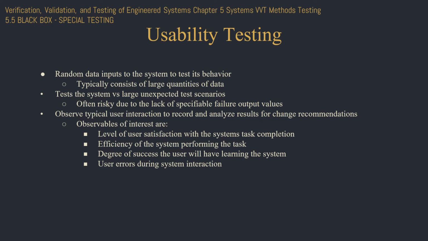The efficiency of the system performing the test, like how well a coffee maker makes coffee, doing what it has to do. The degree of success the user will have learning the system, like how well the user will be able to learn what he or she needs to do to work with the product. And finally, the user error during the system, like how many errors a user commits while interacting. Those numbers, however, have to be very low. It's better for the user errors to be very low. That way it shows that the system is more successful and it's completing the task that it's intended to do.